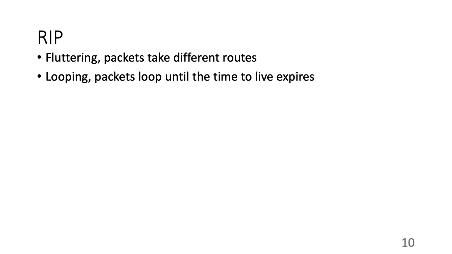In networks running RIP, there can be fluttering when packets take different routes when the updates change. You minimize that by making sure you don't change the next router unless the new cost is lower, something I mentioned earlier, that mistake I wrote down but corrected in the voice. Looping is when the packets loop until the time to live expires and the packets are thrown away.